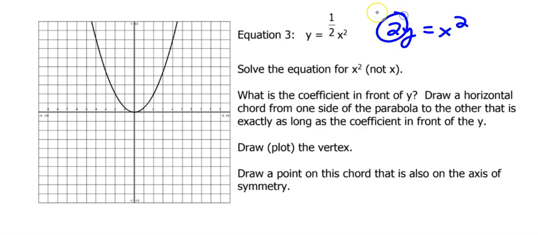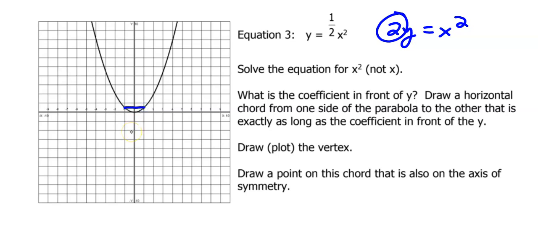So once again, our coefficient's right there in front of the y. It's 2. Now notice this time, when we try to draw a horizontal chord from one end of the parabola to the other, that's exactly 2. We don't see it on our graph. We actually have to come down. It won't be at least an integer. It's got to be right in between these right here.